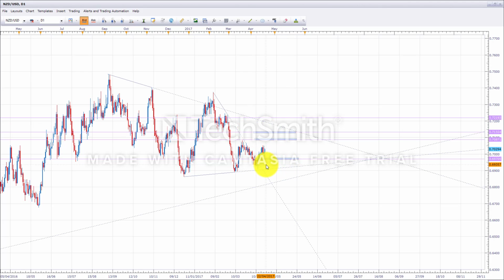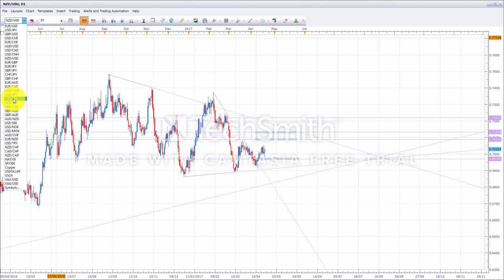So what I'm looking for next week is a potential pullback into this 0.6970 area. I'm looking for it to retest this area before potential moves higher to the 0.7087 area, and even higher to this trend line up here potentially, but especially to the 0.7132 area, which is this resistance area here.